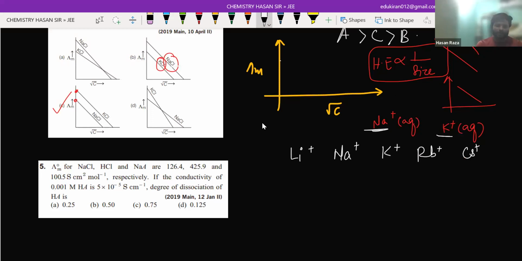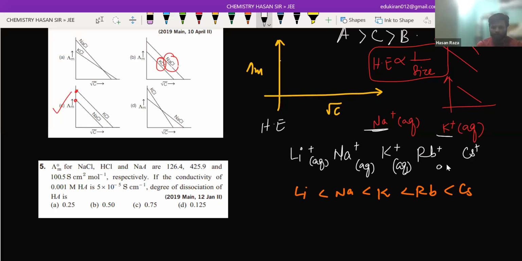If you are going to write the hydration enthalpy, always remember that lithium is the smallest one like this: lithium, sodium, potassium, rubidium, cesium. Okay, but if anyone asks you what is the size of this Li plus, Na plus, all are in aqueous solution. Then the order of the size here will be Li plus greater than Na plus, K plus, Rb plus, and Cs plus will be the smallest one in aqueous solution.